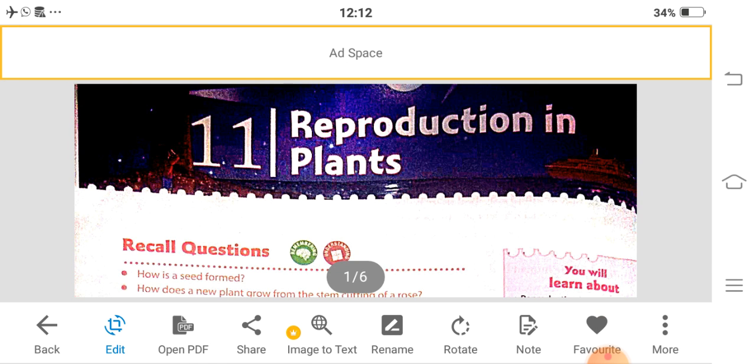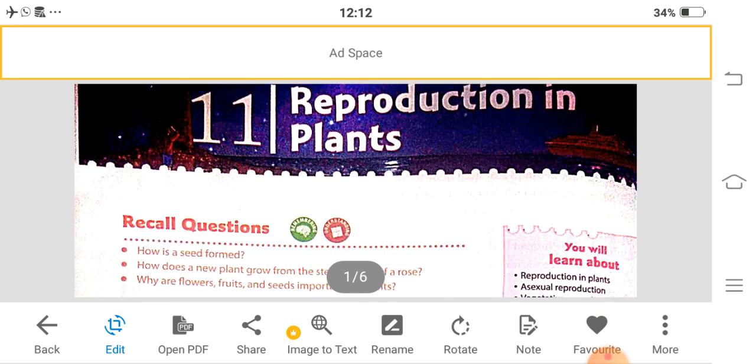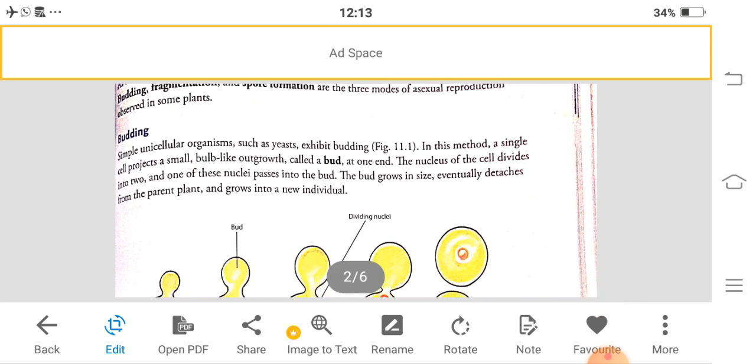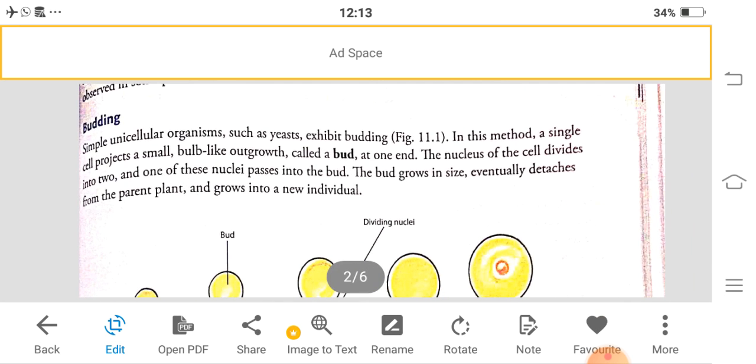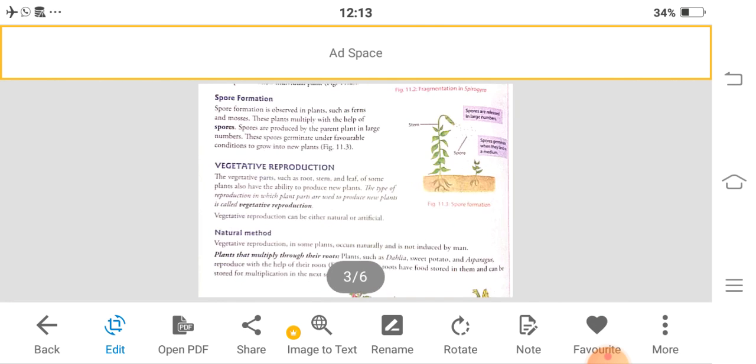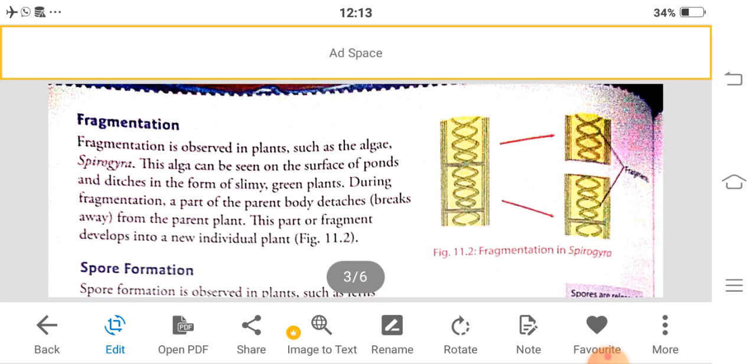In chapter number 11, reproduction in plants, we have finished asexual reproduction by budding. Now today we are going to start the second type of asexual reproduction, that is fragmentation. Fragmentation is observed in plants like algae and Spirogyra, which grow in ditches and ponds.